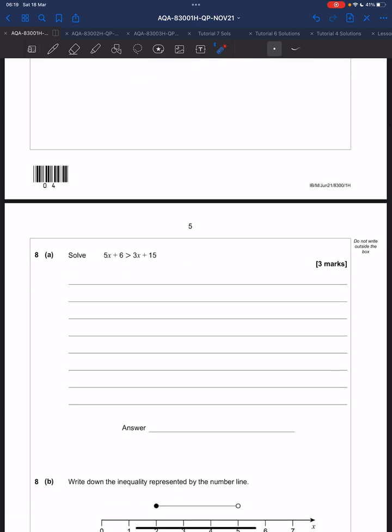And number 8, 5x plus 6 is greater than 3x plus 15. So the first thing I'm going to do is take 3x from each side. So I've got 2x plus 6 is greater than 15. Then I'm going to subtract 6 from each side. So 2x is greater than 9. The next thing I'm going to do is divide by 2, so x is greater than 4.5.